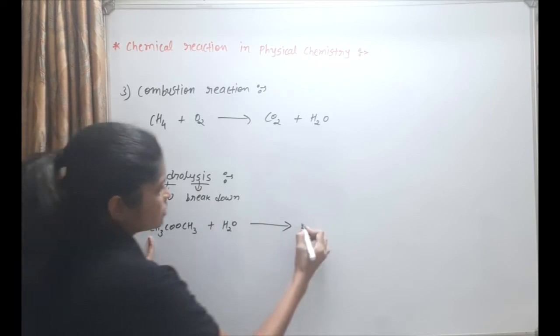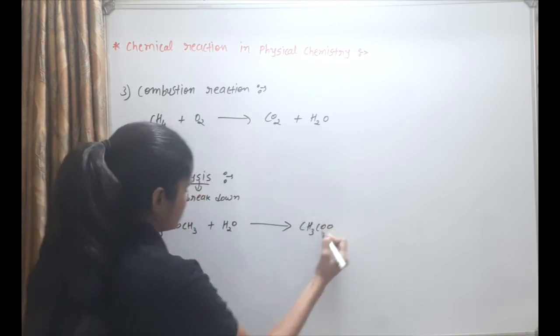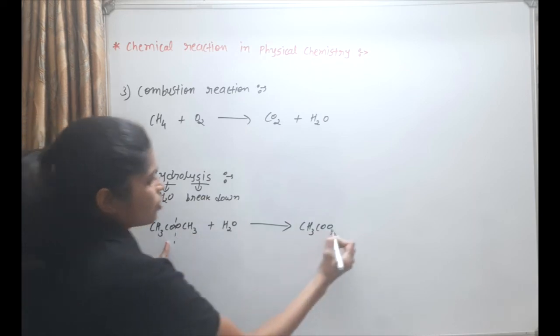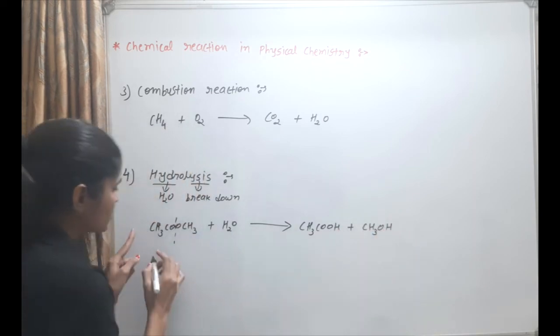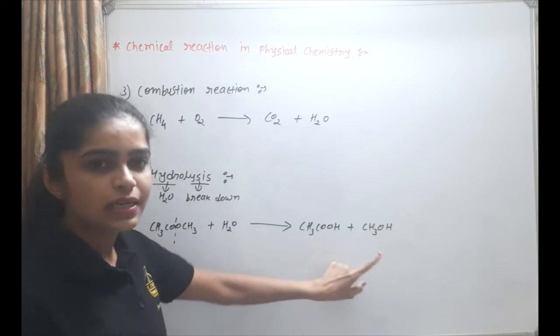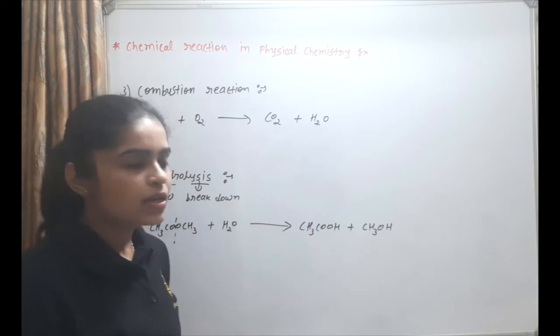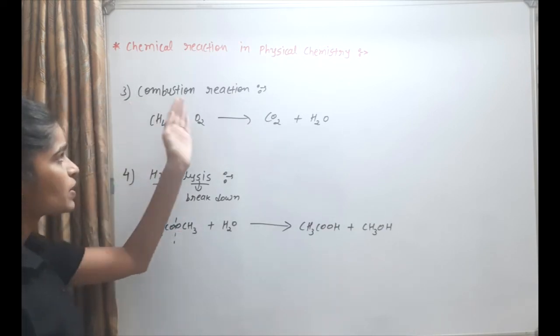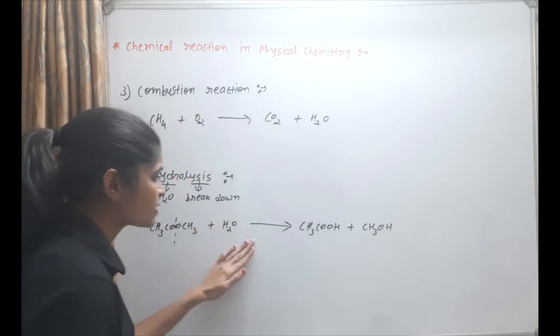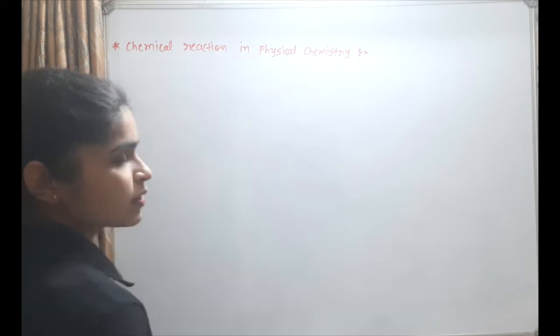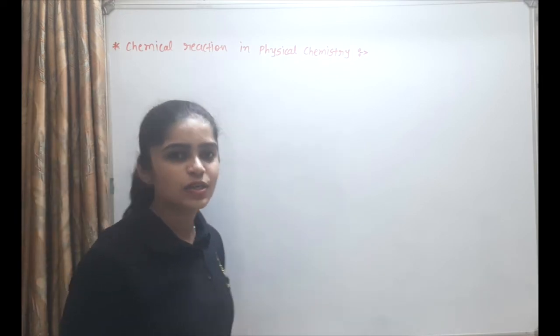So this reaction gives CH3COOH plus CH3OH. The ester is converted into an acid and its alcohol. So that way, there are two types of reaction: the combustion reaction in the presence of oxygen and the hydrolysis reaction in the presence of H2O. Fifth is the redox reaction.